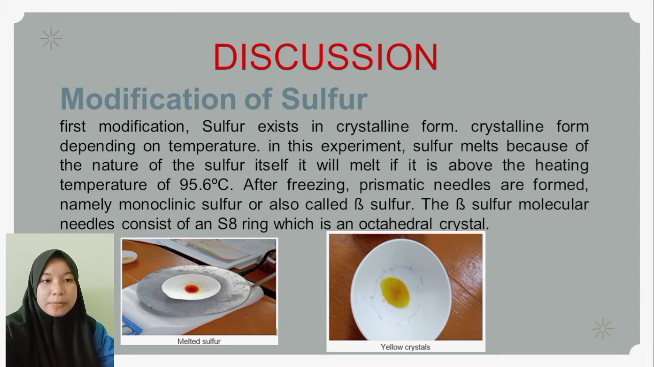Crystalline form depending on temperature. In this experiment, sulfur melts because of the nature of the sulfur itself. It will melt if it's above the heating temperature of 95.6 degrees Celsius. After freezing, prismatic needles are formed, namely monoclinic sulfur, also called beta sulfur. The beta sulfur molecule consists of a sulfur egg ring, which is an octahedral crystal.